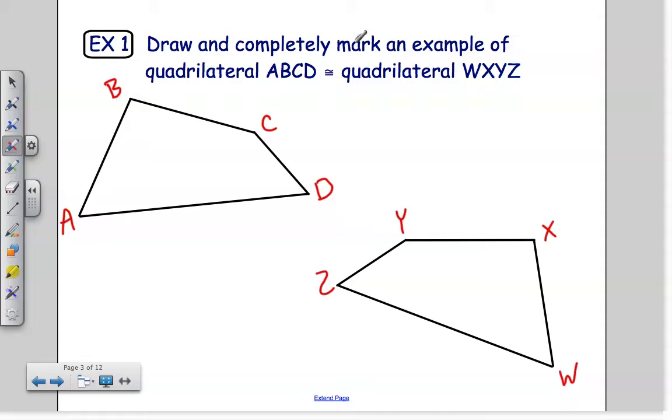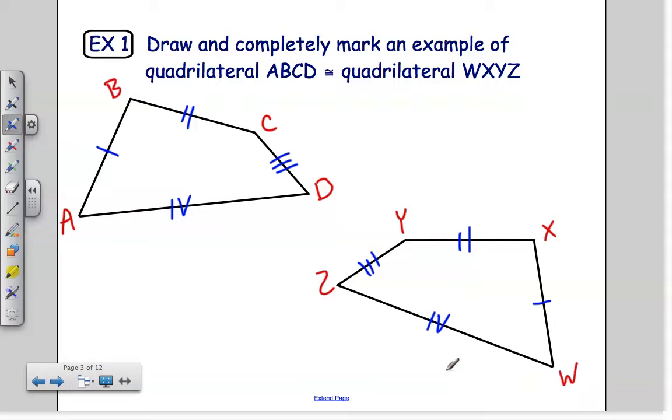But I was saying completely mark this example too. We also said that with congruent figures, we have all sides congruent, all angles congruent that correspond. So I need to mark those things. So I'm going to mark side AB congruent to side WX. And side BC, getting 2 tick marks, congruent to XY. The shortest side gets 3 tick marks, and the longest side gets 4, or I can do Roman numerals, IV.